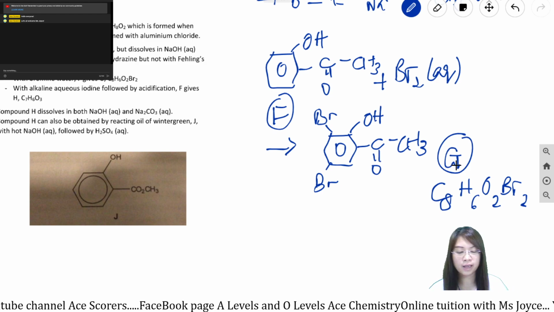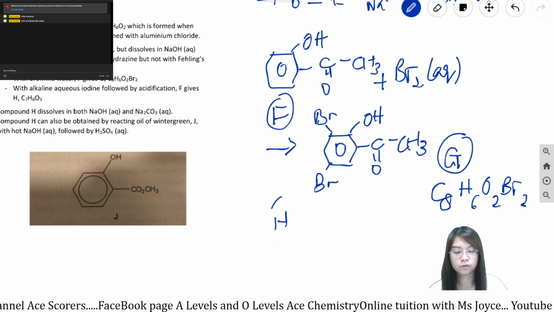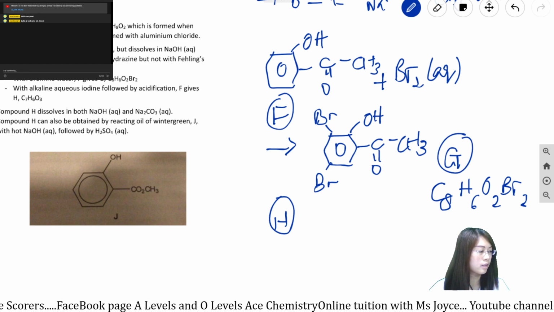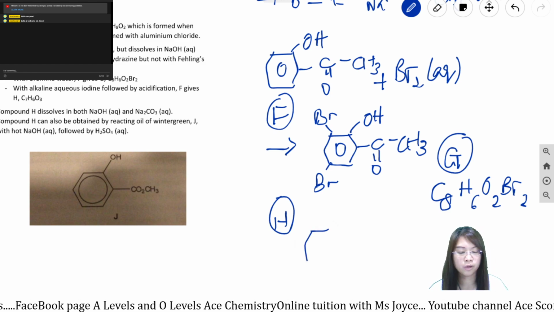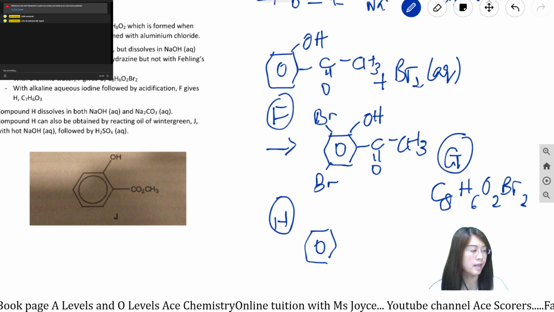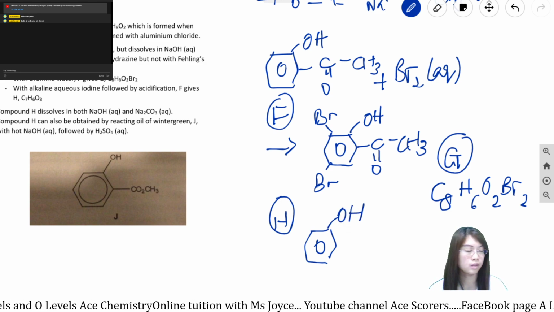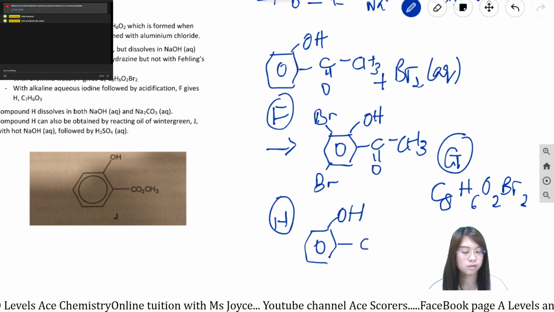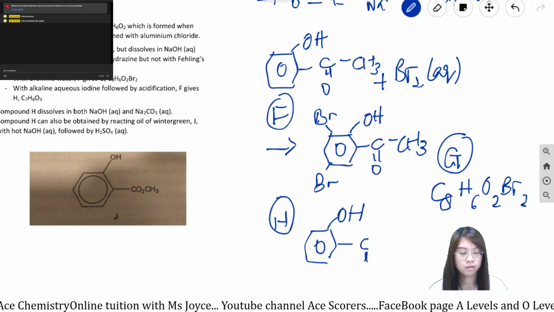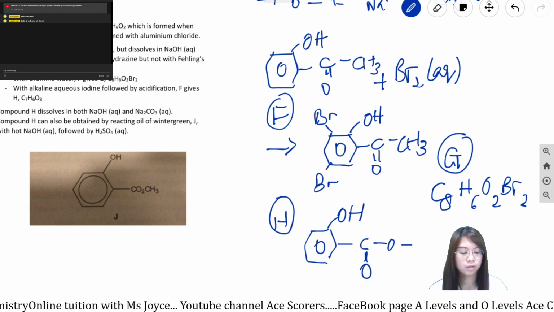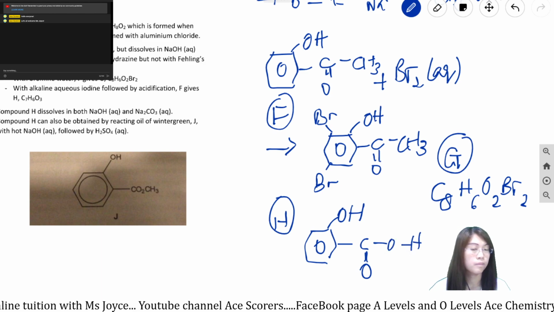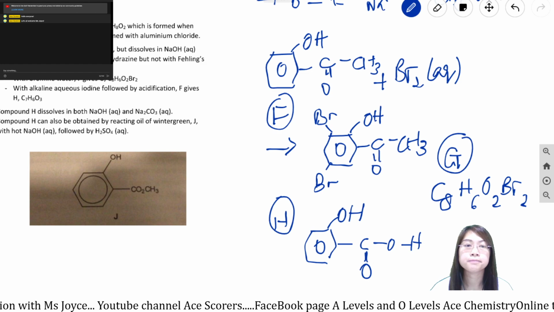Okay, so probably I can also draw the structure of H for those of you who didn't get it earlier on, so that you can get a more comprehensive understanding of these questions. All right, so that's the structure of H.